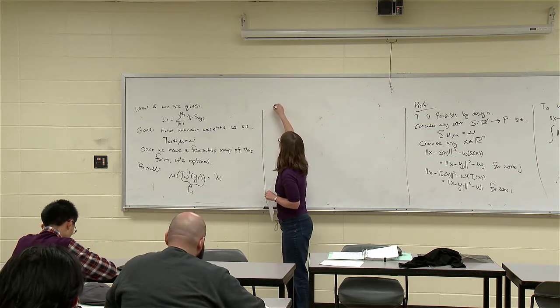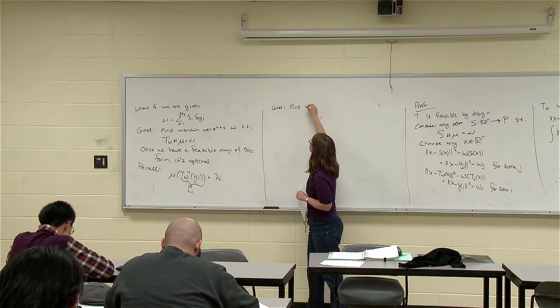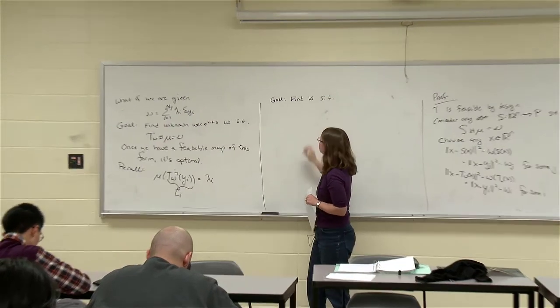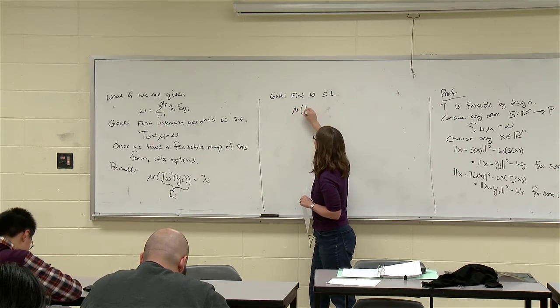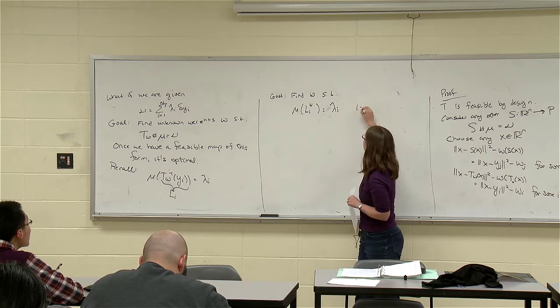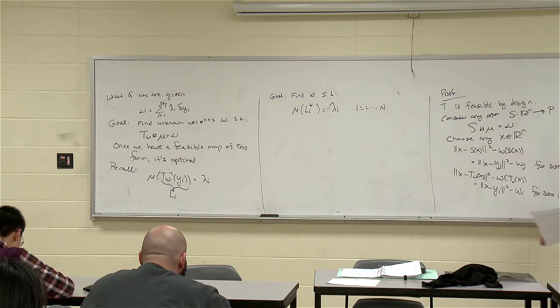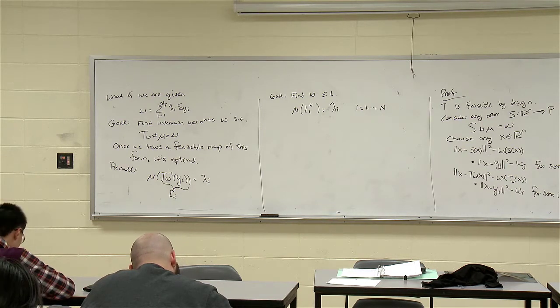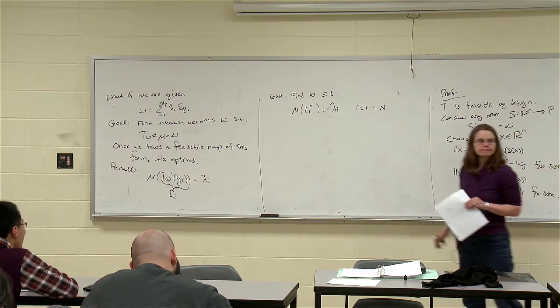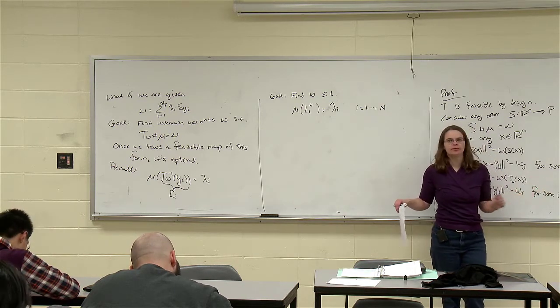So this is our real goal. Let's find the weights W such that mu of Li of W is equal to lambda i. Okay, if we can do that, then we're done. We have our optimal map.